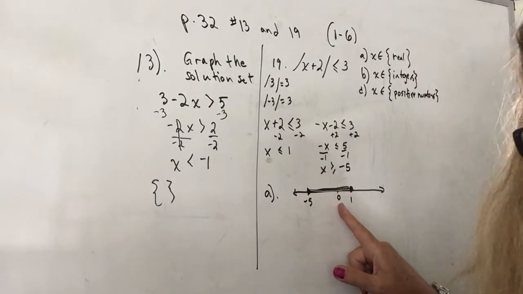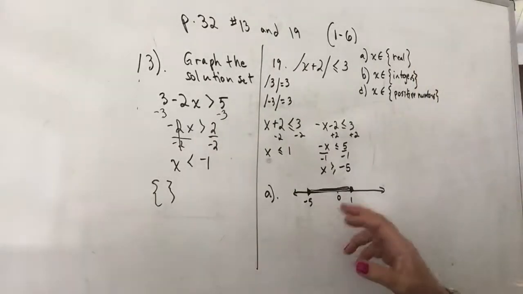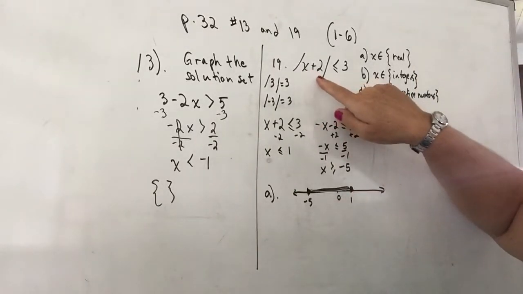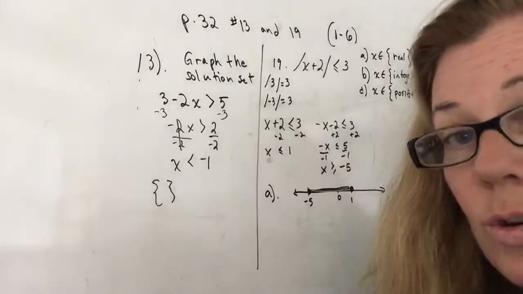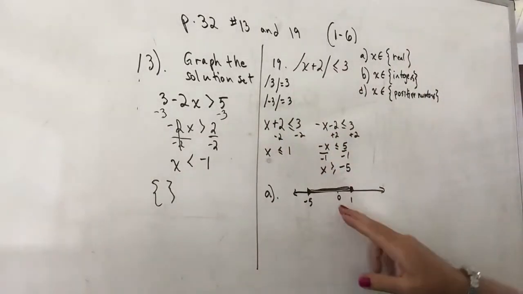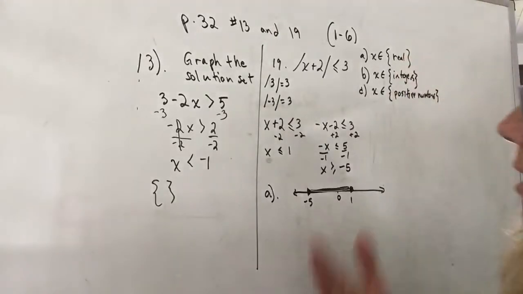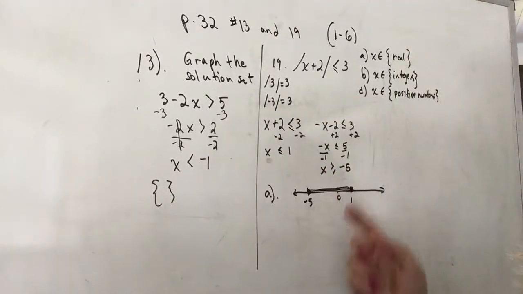What about we check what we think is in the solution? We'll check 0, for example. So let's put 0 in here. 0 plus 2 is 2. The absolute value of 2 is 2. And 2 is less than or equal to 3. So 0 seems to be a solution in this example. And that's good because I have it shaded.